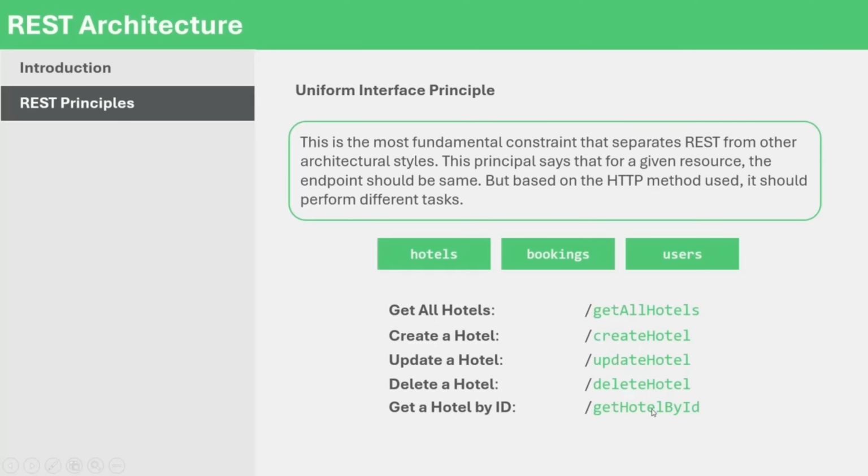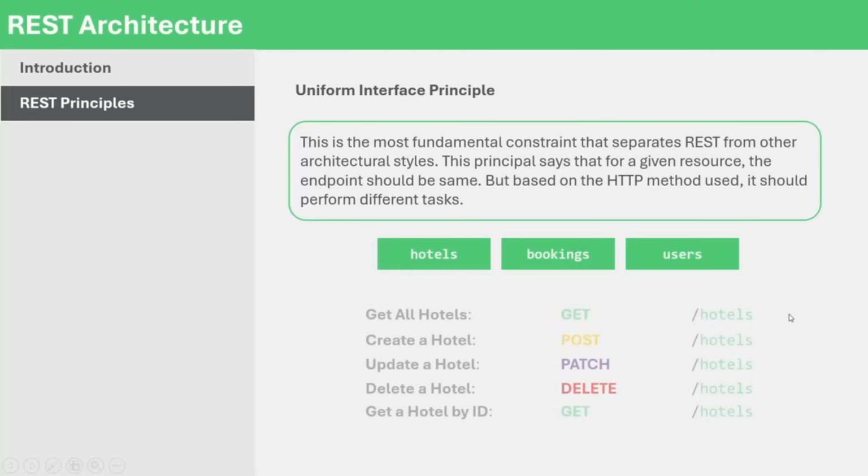Now, if you see here, these endpoints, these resources, they do not have a common name. They are not uniform. So this does not follow the uniform interface principle. The uniform interface principle simply says that the resource, the endpoint should be the same. Here, if you see, the endpoints are different. We do not have the same endpoint name. So if we have to follow the uniform interface principle, we will follow it like this.